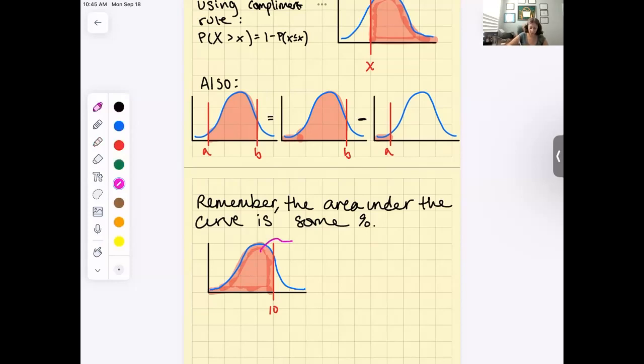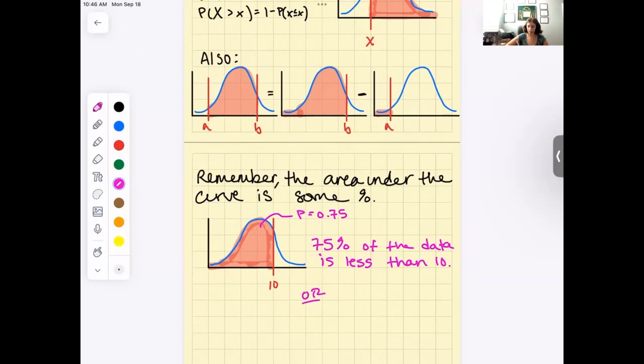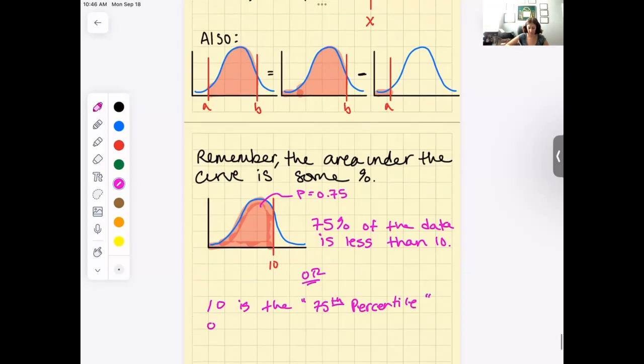If I told you that the shaded area under the curve is 0.75, p is 0.75, probability is 0.75, then what that means is 75% of the data in whatever our example is less than that number 10. Another way to word it is to say that 10 is the 75th percentile of the data.